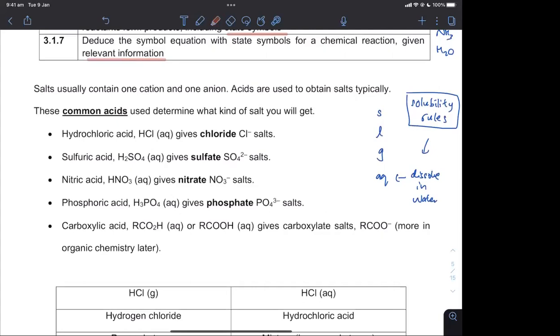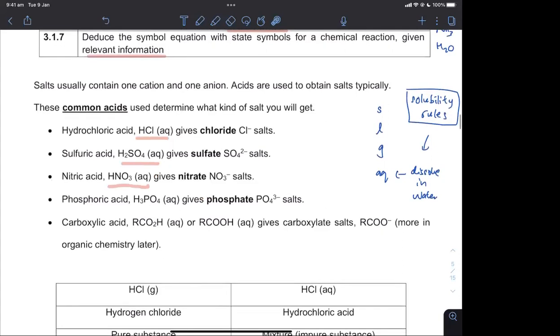Hydrochloric acid, the most important acid you can have. Well, sulfuric acid is important as well. Nitric acid is important as well. If you don't know the formula of these, you're going to struggle in any chemistry course. The chloride salt comes from this acid. The sulfate, not the sulfide, comes from H2SO4, and this nitrate comes from nitric acid.